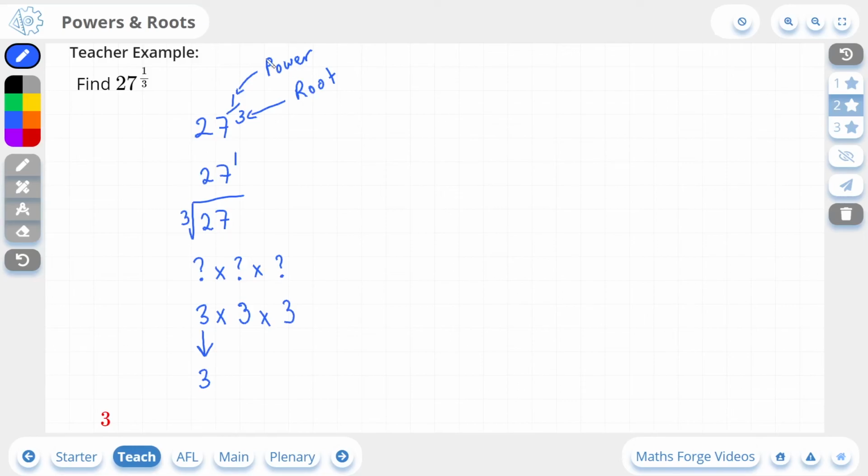So just be careful when you're dealing with numbers that have a fractional power. Remember that the numerator in the fraction acts as a regular power, and that the denominator acts as a root. And of course, if the root was a 2, then it would be the square root. If it was a 4, it would be the 4th root. And that's it for powers and roots.